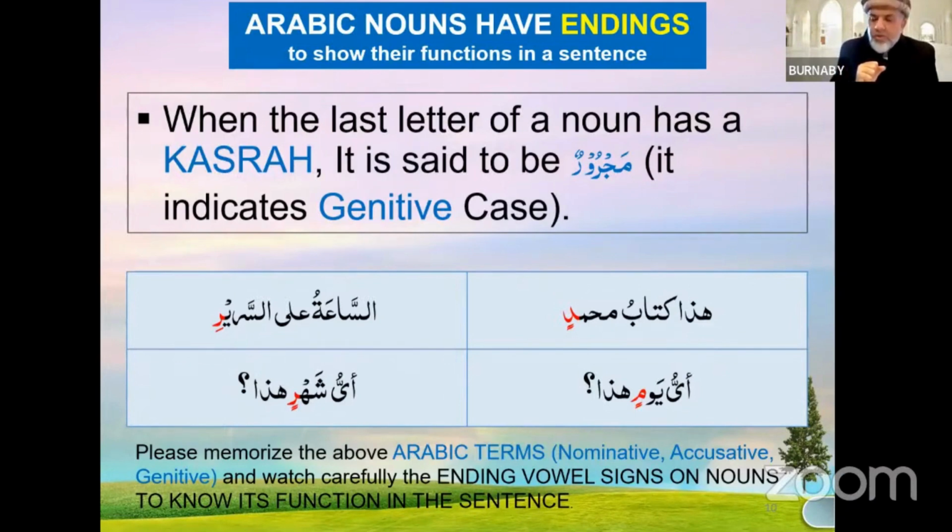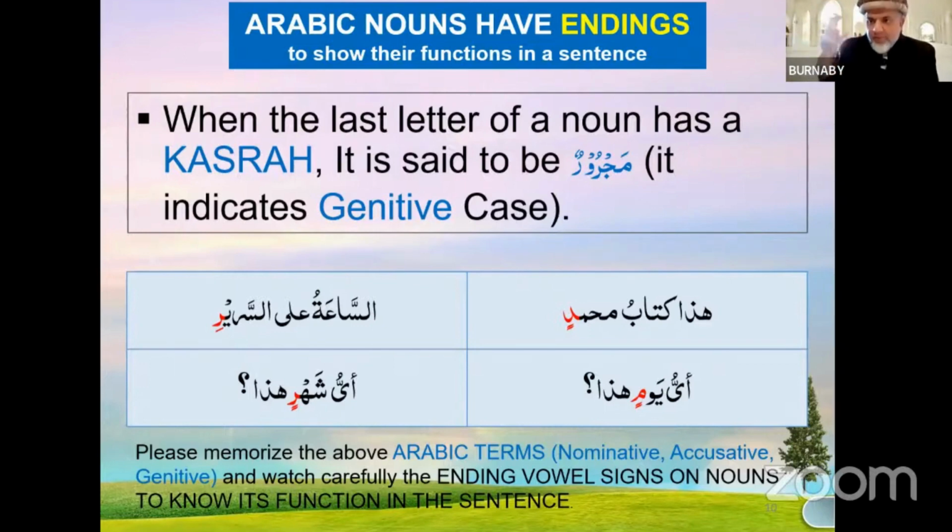Ayyu yawmin hadha. What day is this? So what is the status of yawmin? Majroor. Okay? Because we are saying what day of the week it is.